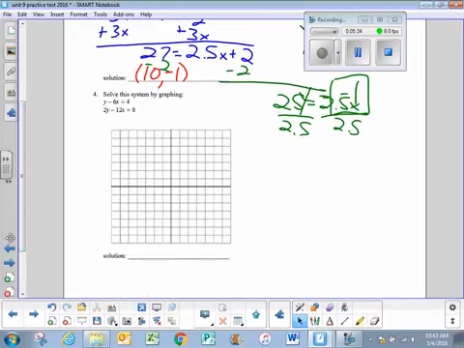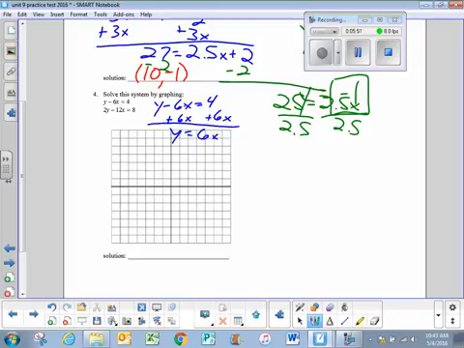Okay, we have to get y alone in the top, right? Okay, well, let's see what we do. So if we look at the first one, y minus 6x equals 4, we are going to add 6x to both sides, and we get y equals 6x plus 4. So we can graph that.